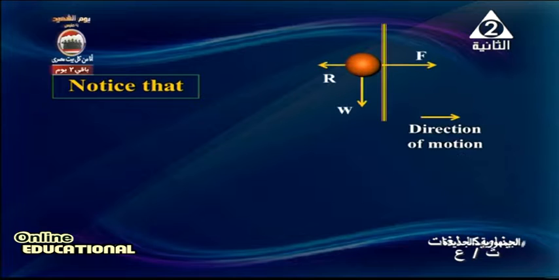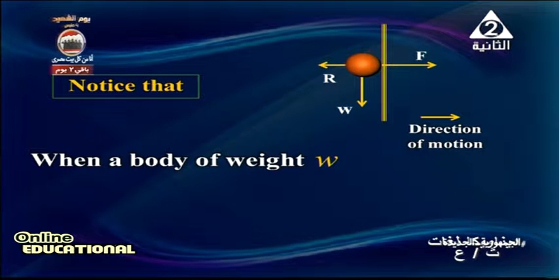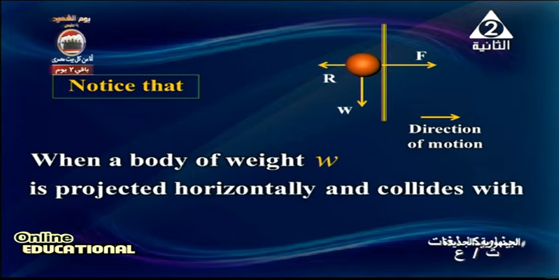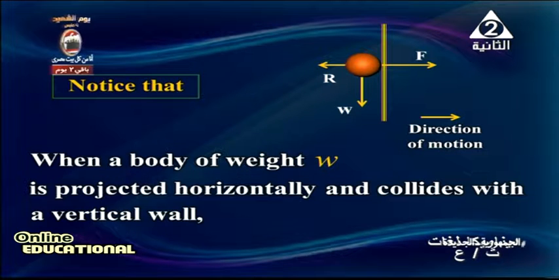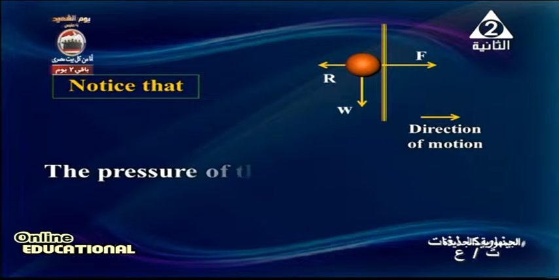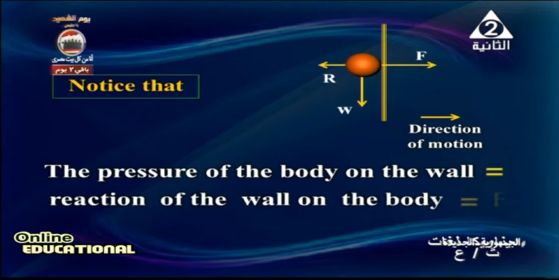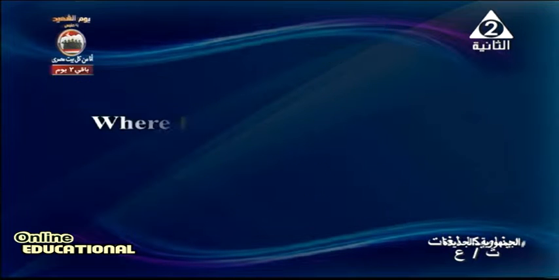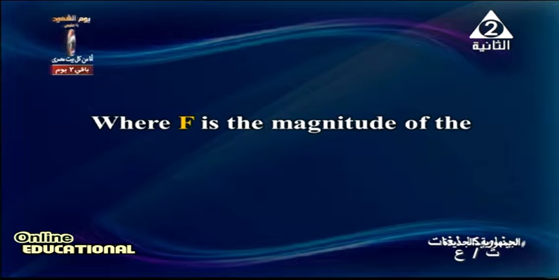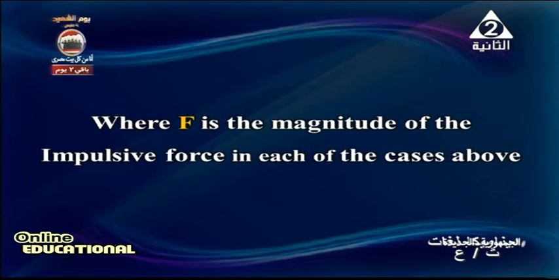And when a body of weight W is projected horizontally and collides with a vertical wall, then the pressure of the body on the wall equals the reaction of the wall on the body, which equals F. In this case, F equals R, where F is the magnitude of the impulsive force in each of the above cases.